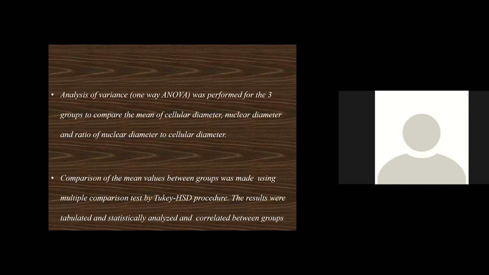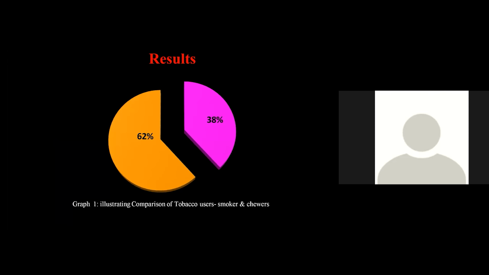Then a one-way ANOVA was performed to compare the mean cellular diameter, nuclear diameter, as well as the nuclear cellular diameter ratio. Next. So this was the division between the tobacco users and non-users.